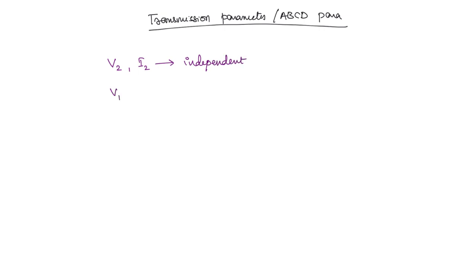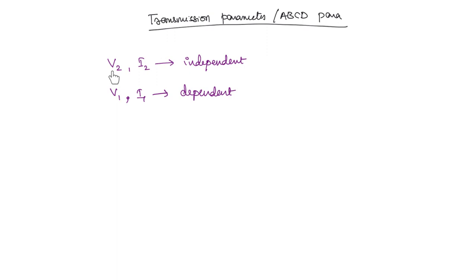And what about the other two, V1 and I1? These are the input side, so these are the dependent parameters. You can see here, this is a parameter that is most commonly used in power systems. It is called transmission parameters. It is used in transmission analysis. In power systems, we have transmission, right? So there we are going to use these parameters, and that's why it is called transmission parameters.